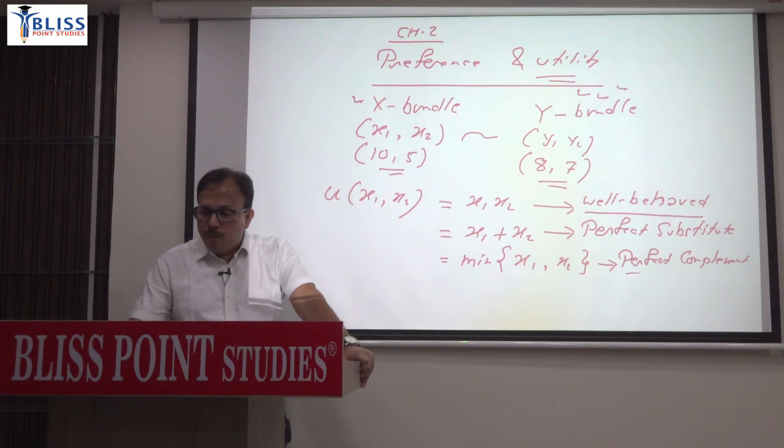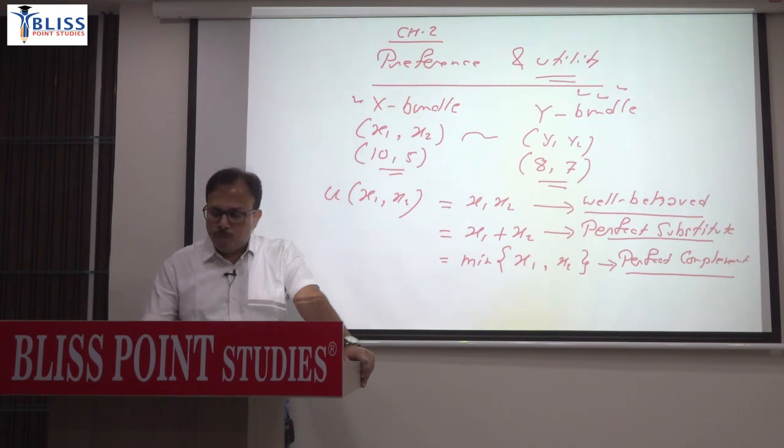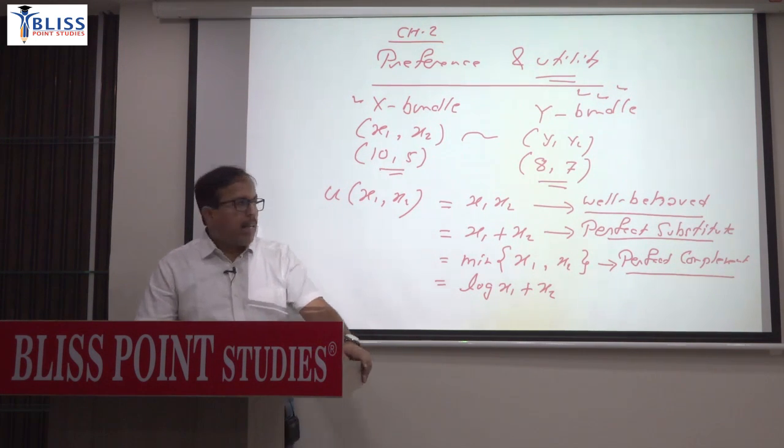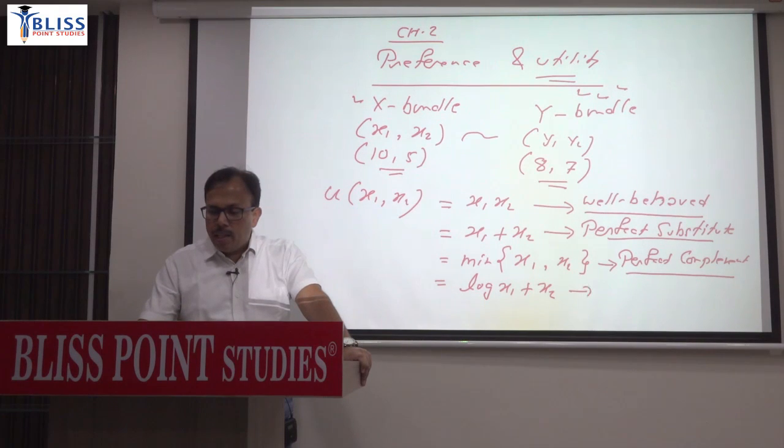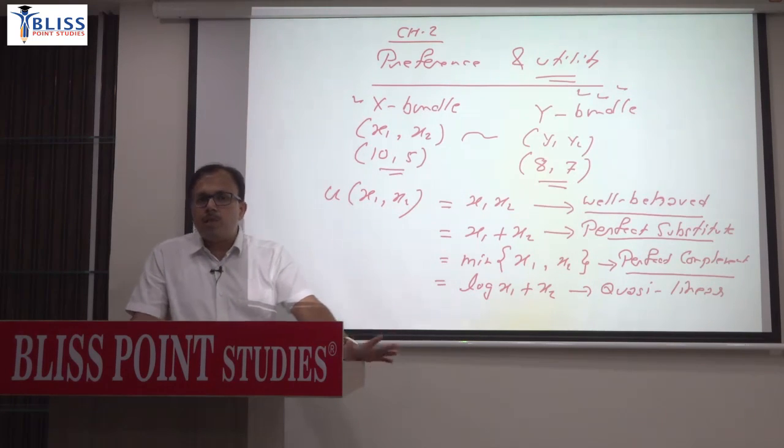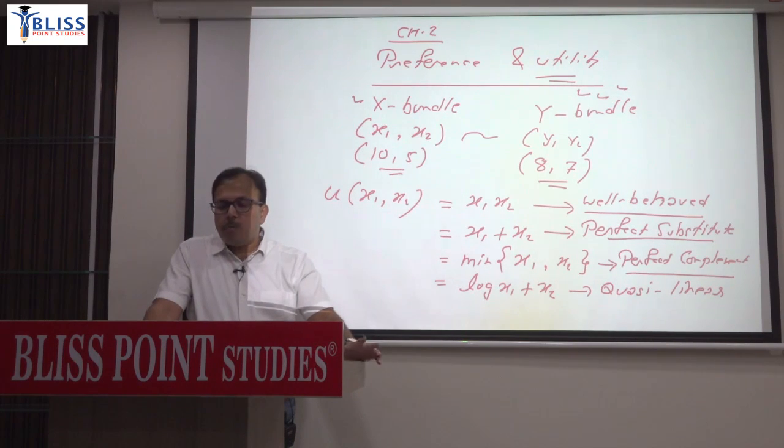So goods can be perfect substitutes for the consumer, goods can be perfect complements for the consumer, or they could be imperfect substitutes also. There are other forms as well. It could be written as log x1 plus x2, or I can write root x1 plus x2. But if you write in that form, then it is referred to as quasi-linear. That will be a quasi-linear utility function. Now what is the meaning of quasi-linear utility function? You have to just wait. When we explain all functions in detail, then we will explain why it is called quasi-linear. That means why it is partly linear and partly non-linear.